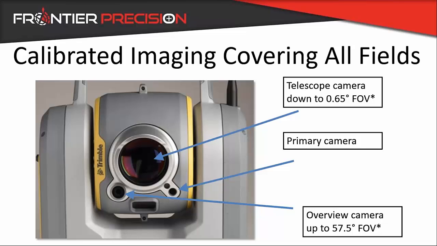Here's a look at the objective, as you would call it, of the instrument. The larger lens that you see there is a telescopic camera, which I'll kind of show you what that looks like. And then you have a primary and an overview camera for some of your scanning capabilities and imagery.